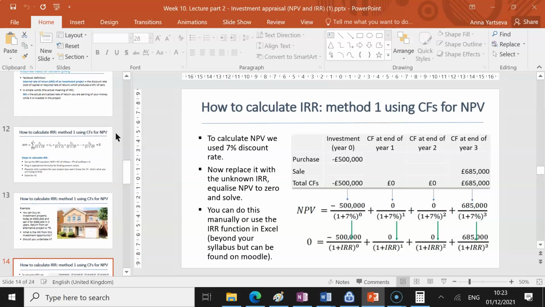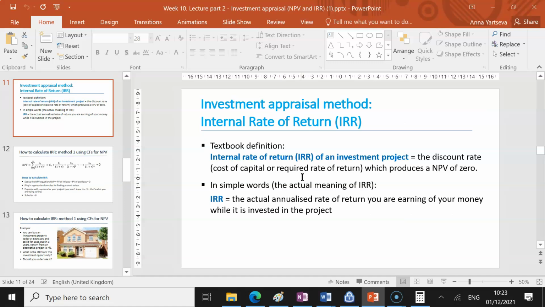However, what is the actual meaning? What does it mean to calculate the internal rate of return? What does it show in reality? It simply shows how much return your project is generating. It's the rate of return from this project. It's how much you are earning while your money is invested in this project. And this explanation is much simpler and easier to understand.